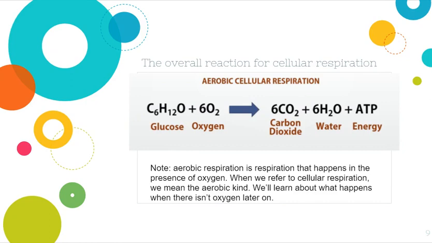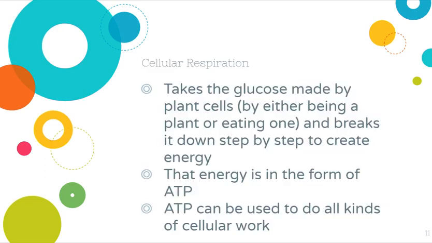Cool beans. Okay. So we're going to keep things pretty general in this lecture, or as general as I can, and we'll get into the nitty-gritty that you need to know actually in class by drawing some things out. But overall here, we're going to take the glucose made by plant cells, and we're going to break it down step by step to create energy. And of course, cellular energy, as we know, is ATP. And then ATP can be used to do all kinds of things, right? Chemical work, mechanical work, transport work, all of those things.